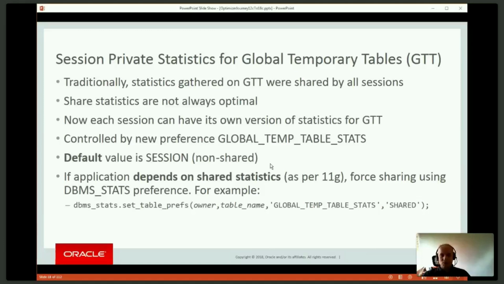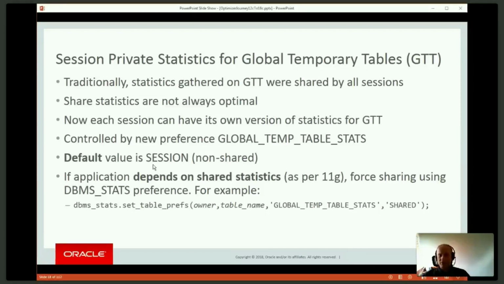So in fact, that's what happened in 12c. We changed the default so that statistics were session based. In other words, if you gather statistics on a global temporary table, it would only be seen by the session. Now, that can cause issues if you're coming from prior to 12c, because you may have, for example, a batch flow that depends on you gathering statistics at the beginning that are shared, and then those statistics are shared between a number of sessions further down the batch flow.